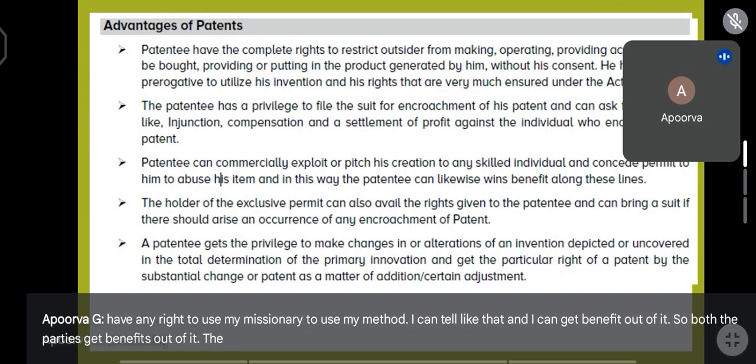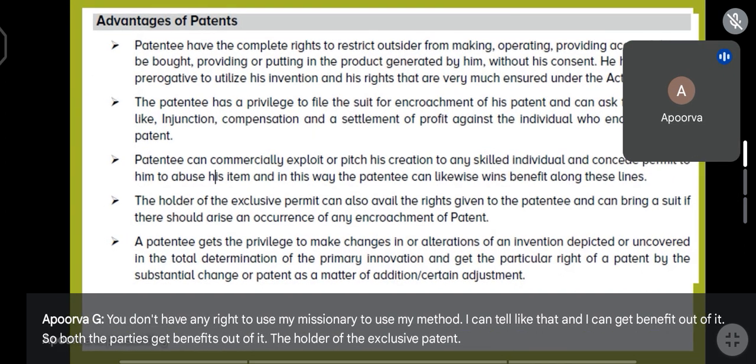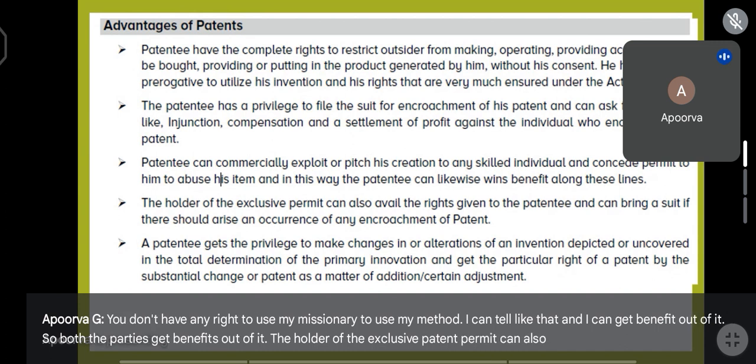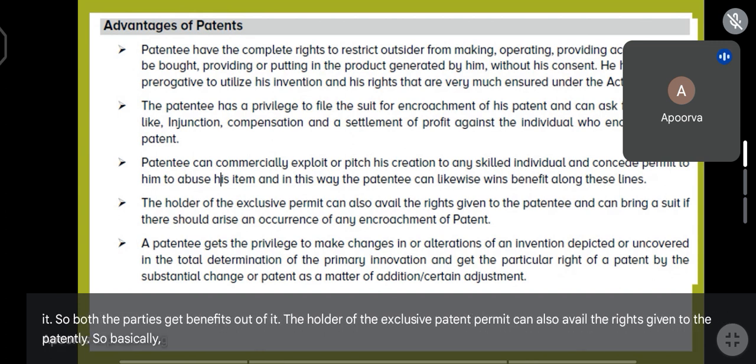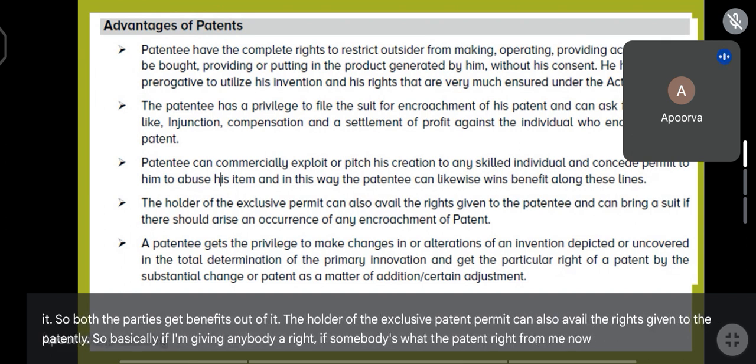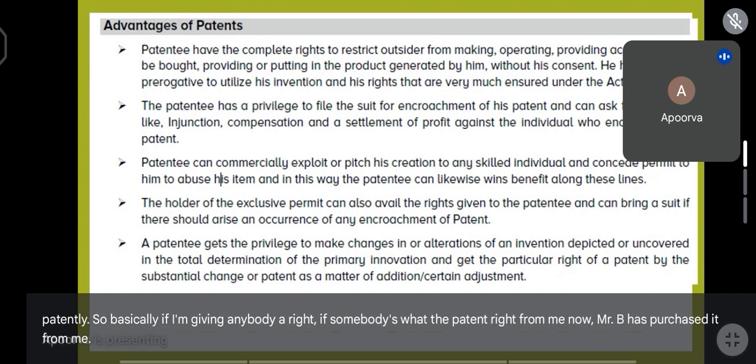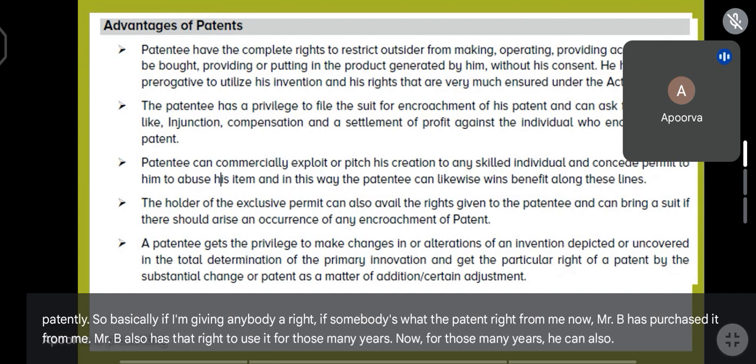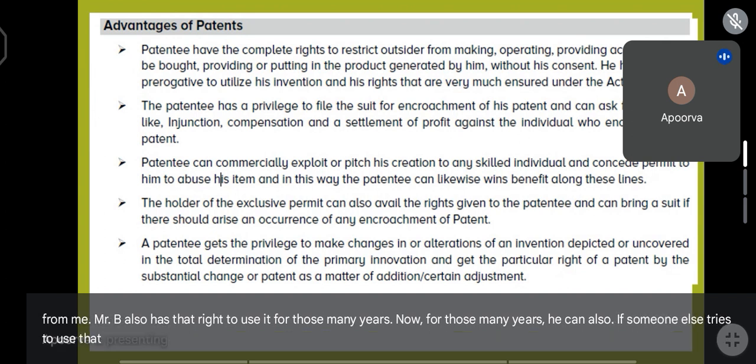The holder of the exclusive patent license can also avail the rights given to the patentee. So basically, if somebody has bought the patent right from me, say Mr. B has purchased it from me, Mr. B also has the right to use it for those many years. For those many years, if someone else tries to use that machinery, he can file a case on that. So he's got the right of the patentee.